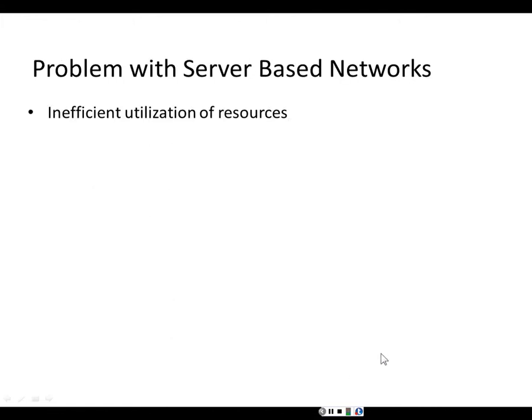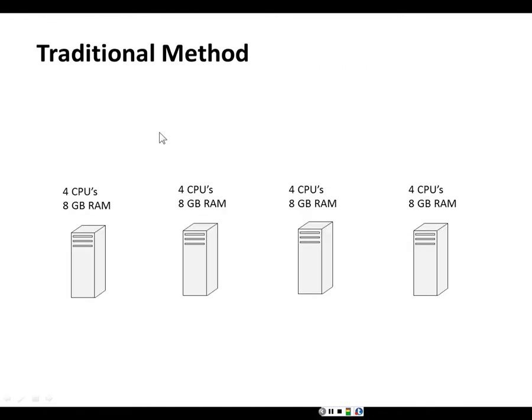The problem with server-based networks is that there is an inefficient utilization of resources. Here's the example. When we first set up our data center here at the Community College of Baltimore County a long time ago, we got 4 servers, and each one had 4 CPU and 8 gig of RAM, and at the time that was a lot.